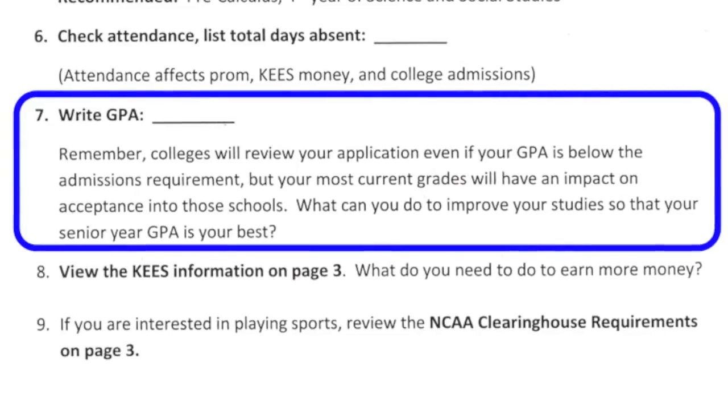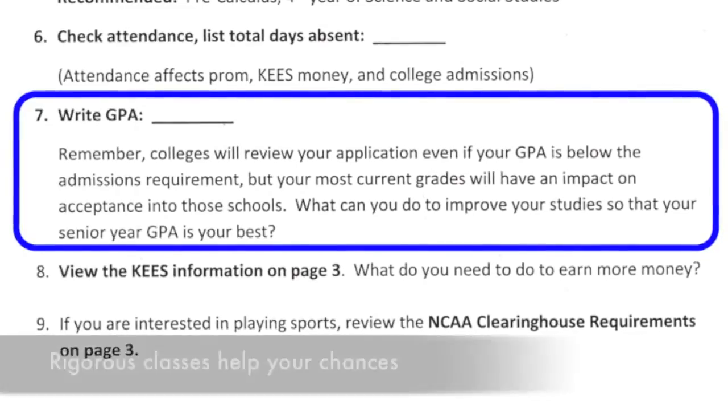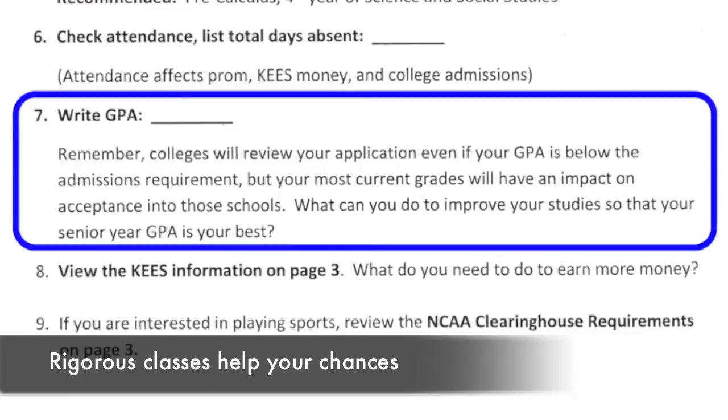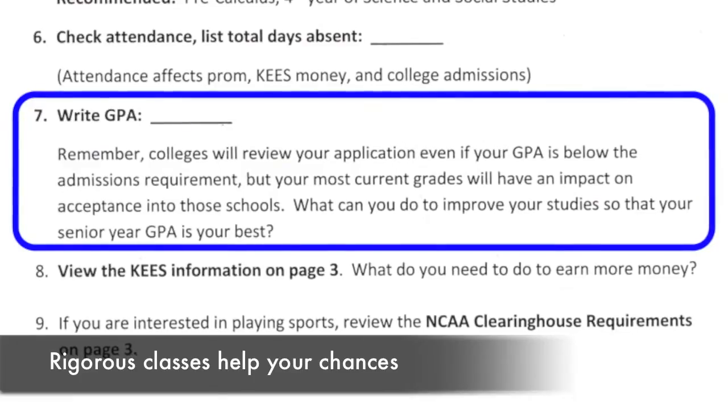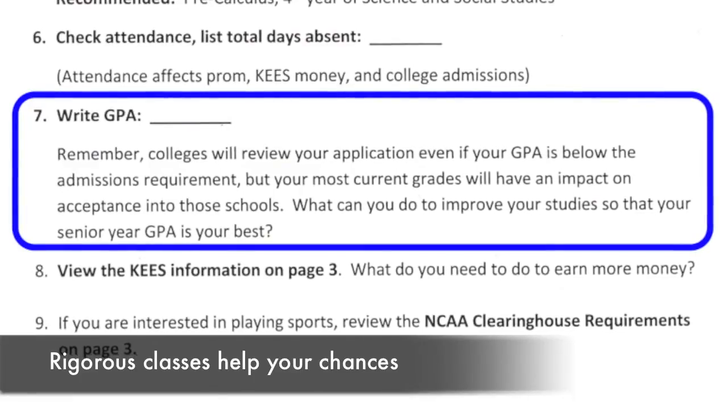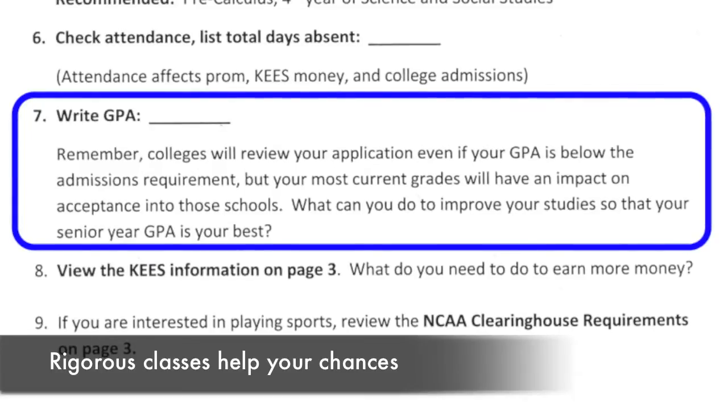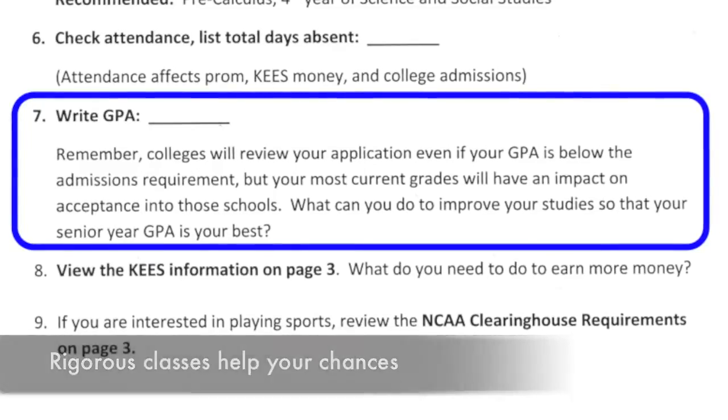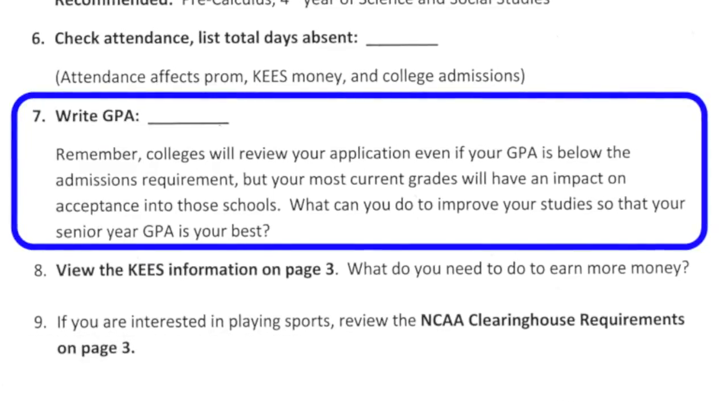So if you're a senior and you do not have the grades, the GPA that the college is requiring, that school is going to look at the classes that you took your senior year. They're going to look to see if they were rigorous, if they were hard classes, or if you just did the bare minimum to get by. And they're also going to see what the grades were in those senior year classes.